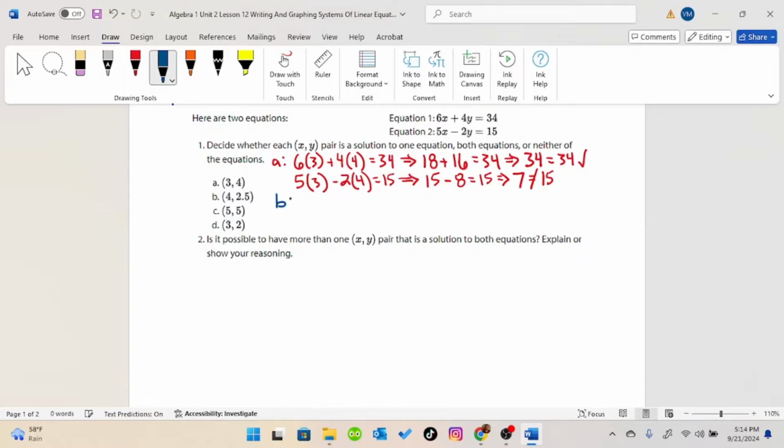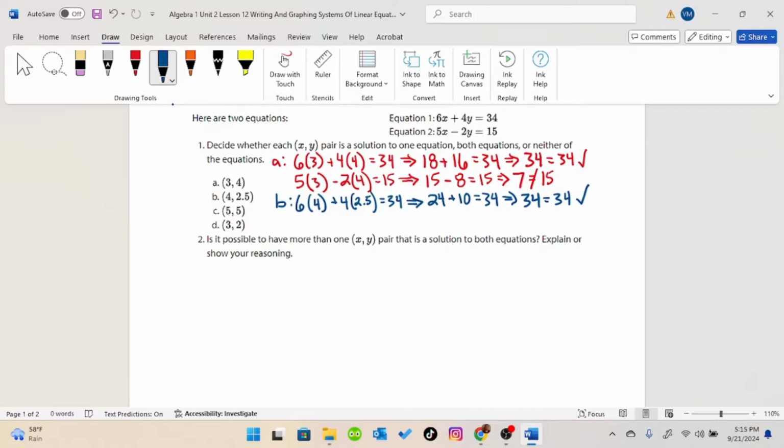Now let's look at B. We have 6 times 4 plus 4 times 2.5 equals 34. 6 times 4 is 24. 4 times 2.5 is 10. 24 plus 10 equals 34. 34 does equal 34, so it does solve equation 1.